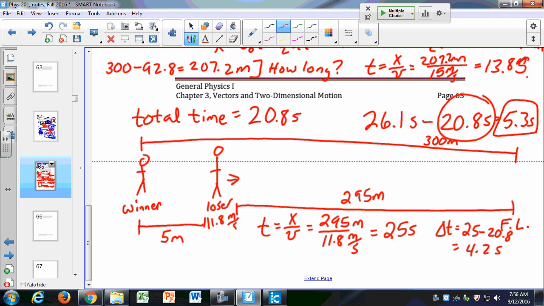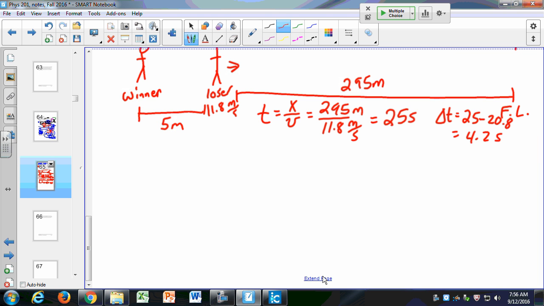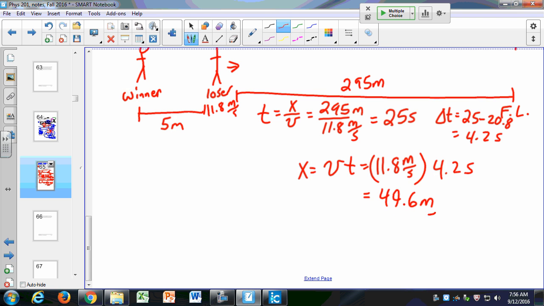And then if we also want to find the distance, we know we have 4.2 seconds. Distance difference, so it's going to be v, which is going to be 11.8, that's the speed of my loser, times 4.2 seconds, and that's equal to 49.6 meters. So he was almost 50 meters and 4 seconds behind the winner.